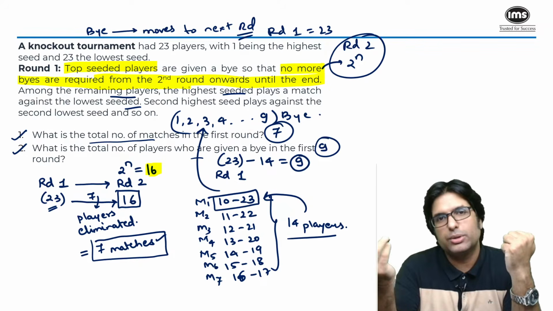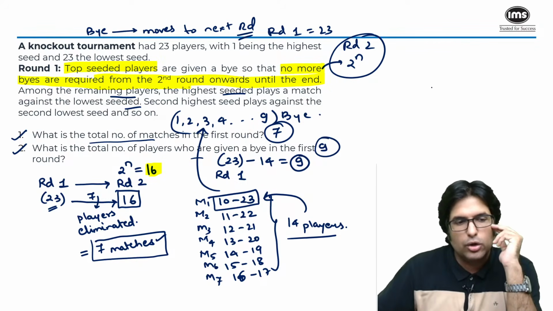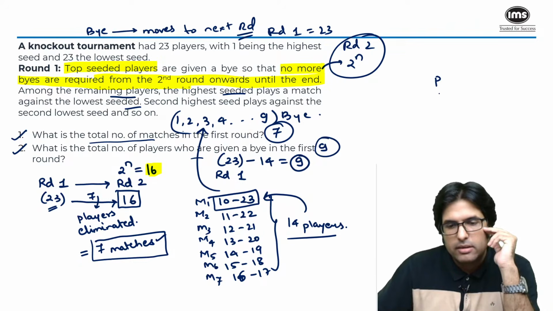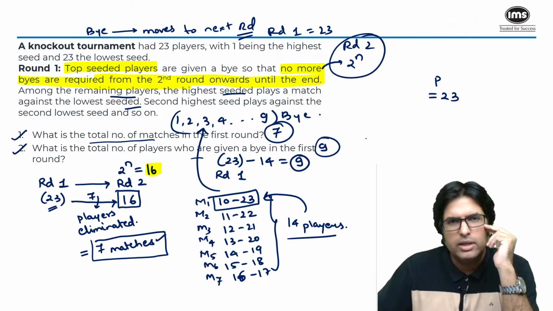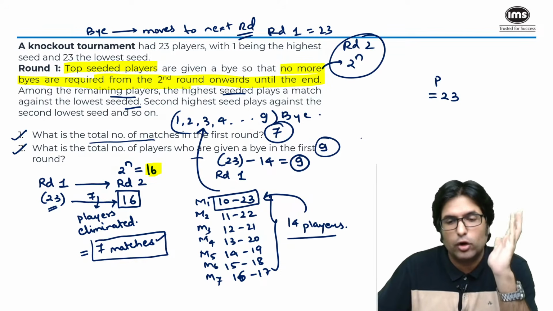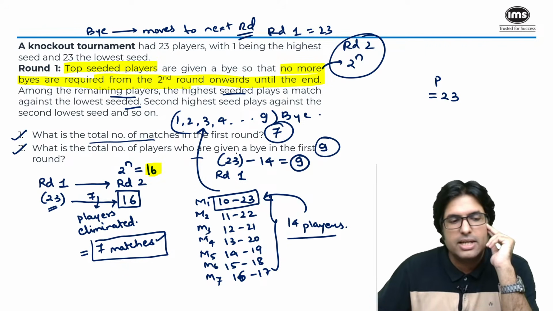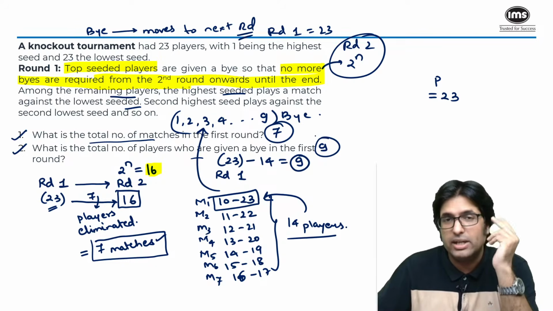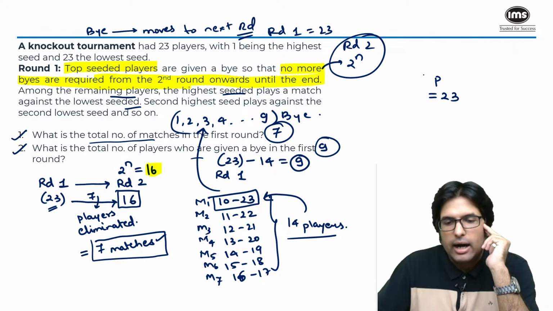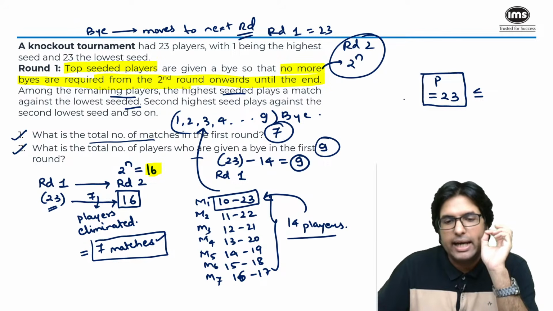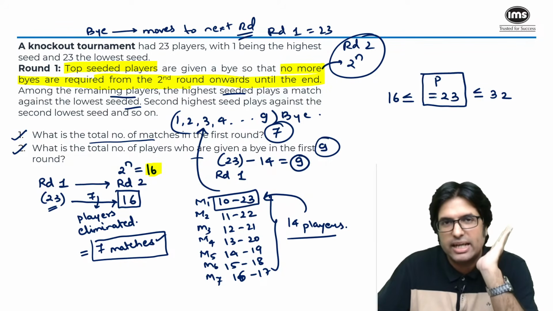But now let's again, as usual, create a magical shortcut. So what were the number of players? The number of players that were given to us was 23. And these are the 2 standard question types that typically come, if at all they come. One is number of matches and second is number of players that got a bye in the first round. So that second round onwards there are no byes. What you have to do is just identify the powers of 2 that 23 lies between. So 23 lies between 16 and 32. Is this part clear?